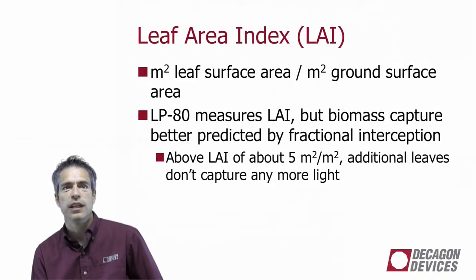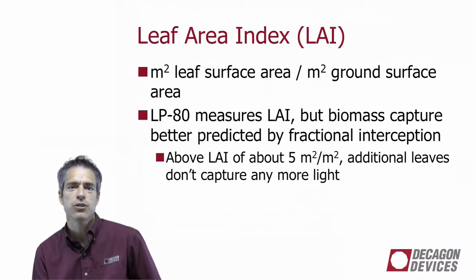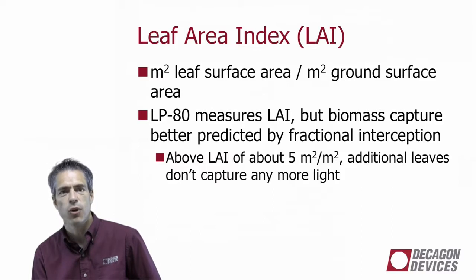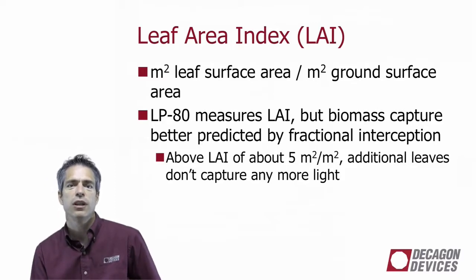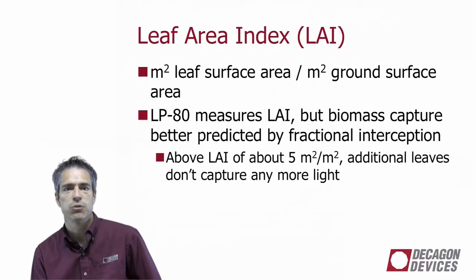We also are interested in the leaf area index, the single-sided leaf area per unit ground area. The LP80 measures the leaf area index, but as we've noted earlier, the resource capture in terms of biomass, CO2, is much better predicted by the fractional interception. And above an LAI of about 5 meters squared per meter squared, additional leaf area doesn't capture any more light. We realized that as we were looking at those radiation use efficiency graphs from the rice. As it increased to a certain point, we had that linear relationship, but after that point, we had saturation, and really we had additional leaf area that just wasn't doing any good because we took up as much light as we could.